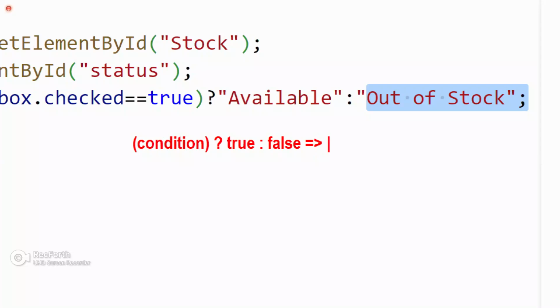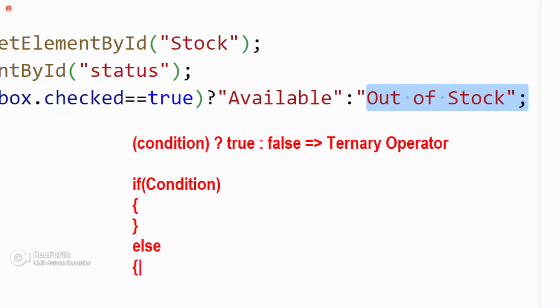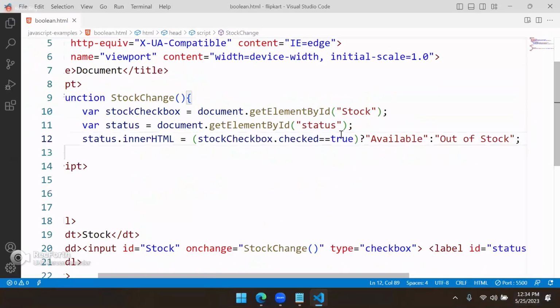Actually, this is called the ternary operator. We call it the ternary operator. This is equal to if condition, a statement on true, and else statement on false. It is the same as that, but in one line you can handle it.